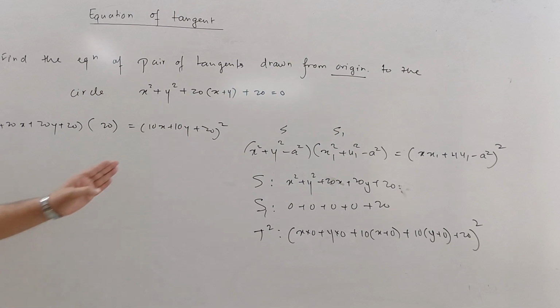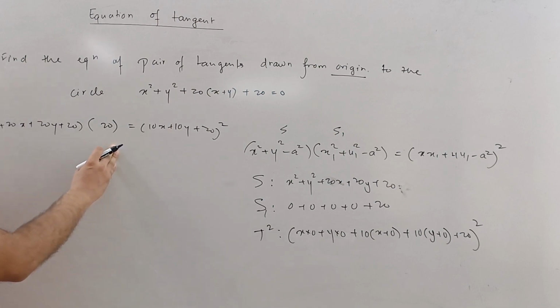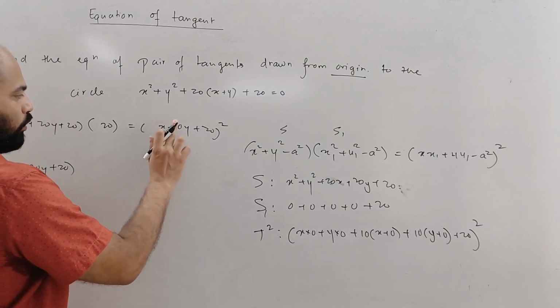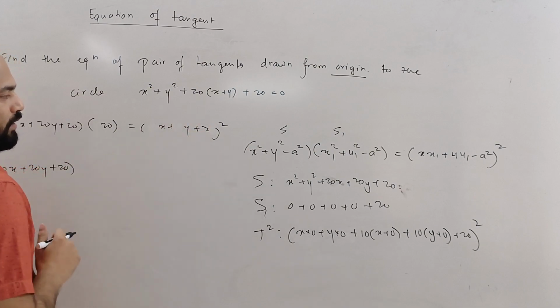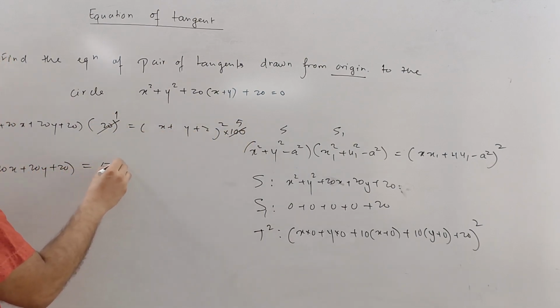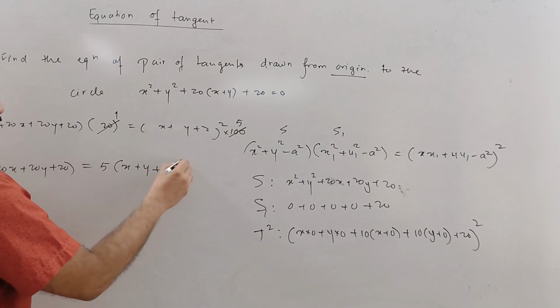Now clearly you can see that 10 is coming out of here. So definitely some expression will be simplified. If 10 is coming out of the square, it will come out as 100. And the equation will look like this: x square plus y square plus 20x plus 20y plus 20. Here what I do is I'll remove the 10 out. If I remove the 10 out, what will remain is this. And what will come out is 100. So 20 times 5 is 100. Now this will look like 5 times x plus y plus 2, the whole square.